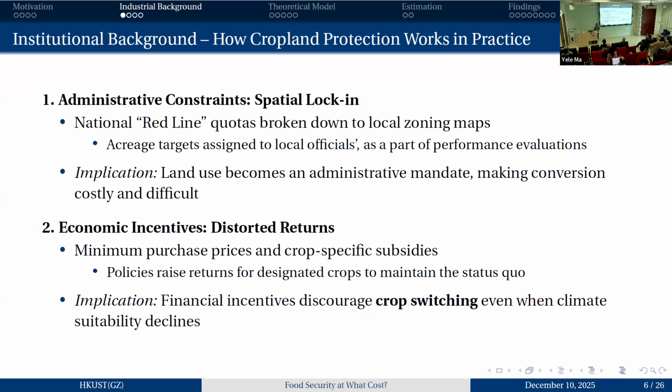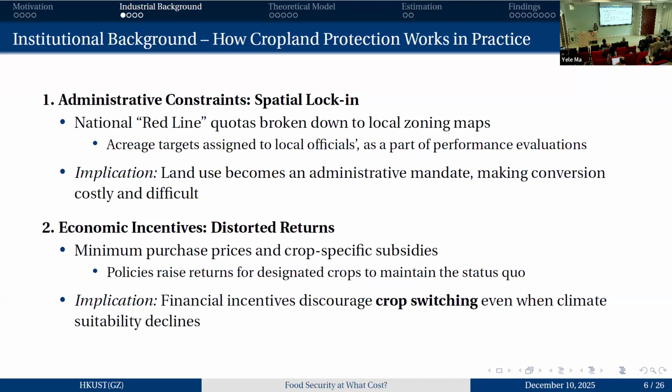There are a few details about the policy. One resource is policies like the national red line. The acreage targets are assigned to local officers as part of their performance evaluation. That means land use is related to the administrative mandate, making conversion costly.